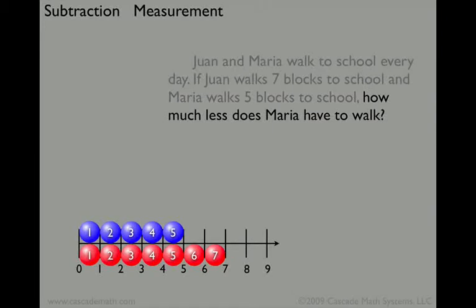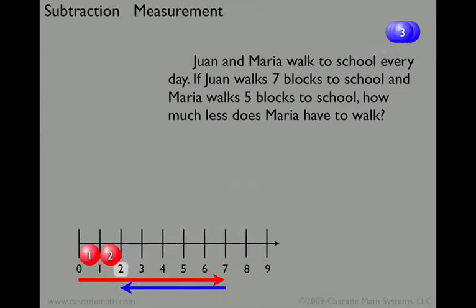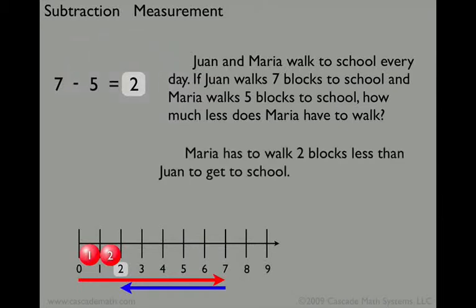Let's compare the distances they walk and see how much less Maria walks. 1, 2. Let's look at another way of solving this problem. If I took the distance Juan walks and subtracted the distance Maria walks from it, the answer would tell me how much less Maria walks. 7 minus 5 equals 2. Maria has to walk 2 blocks less than Juan to get to school.